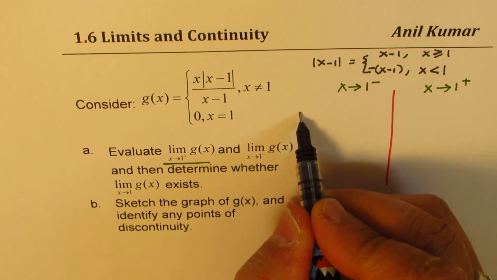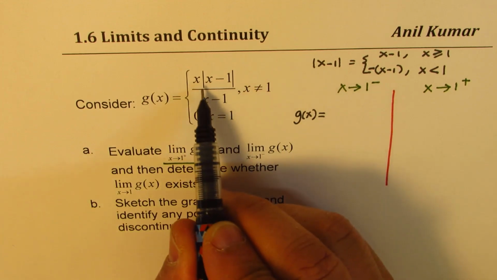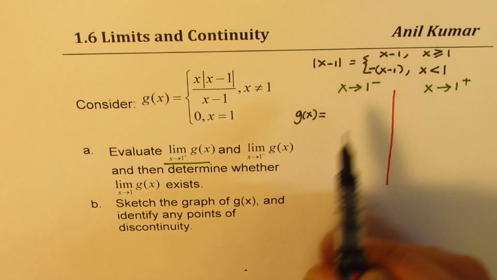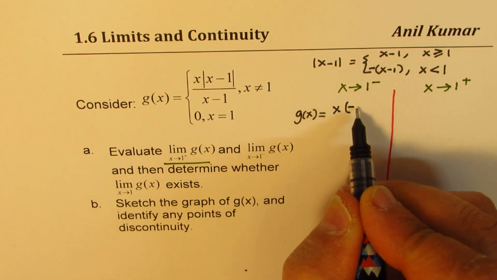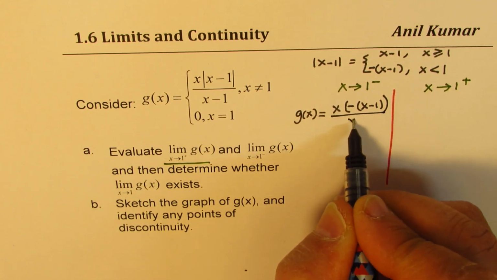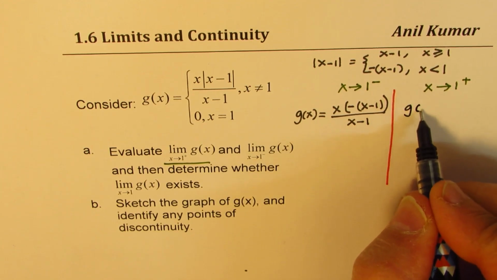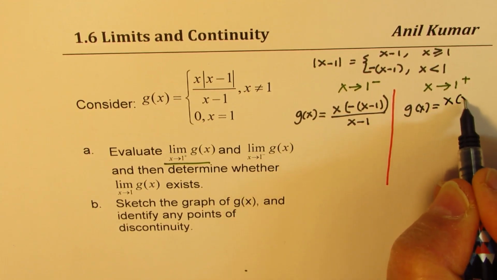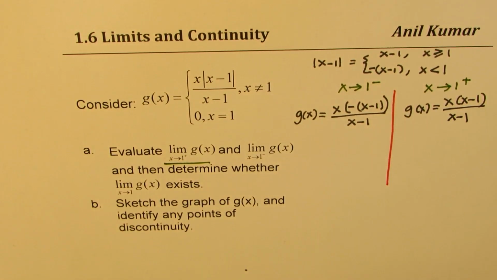So what we get here is that g of x is equal to, when you are approaching from the left side, then this absolute value is minus x minus 1. So I can write this as x times minus of x minus 1, over x minus 1, correct? But when you are approaching it from the right side, then g of x is equal to x times x minus 1 divided by x minus 1. Is that point clear? Now this is the most important step here. Perfect? Okay, now let's move on.